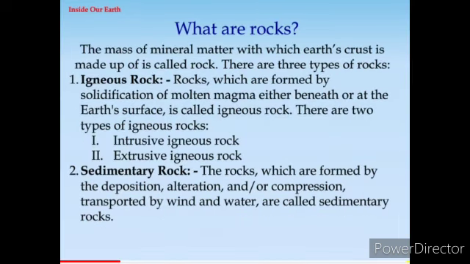Now, the question arises, what are rocks? The mass of mineral matter which Earth's crust is made up of is called rock. There are three types of rocks. The first one is igneous rock. Rocks which are formed by the solidification of molten magma either beneath or at the earth's surface are called igneous rock. There are two types of igneous rocks, the intrusive igneous rock and extrusive igneous rock.